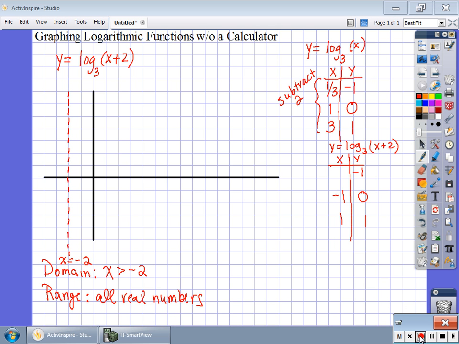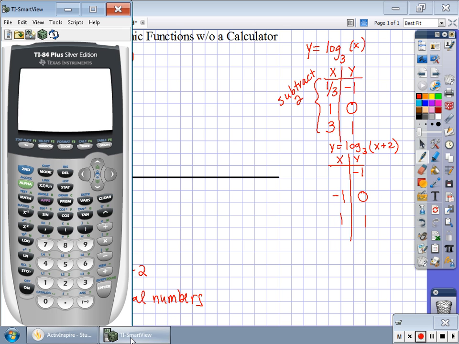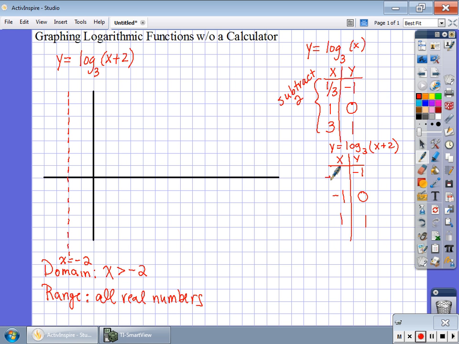I want to make sure I don't make a mistake when I do the 1/3 minus 2. So I'm just going to use my calculator. 1 divided by 3 minus 2. And I'm getting negative 1.6 repeated. And I'm just going to keep that as a decimal. Negative 1.6 repeated.